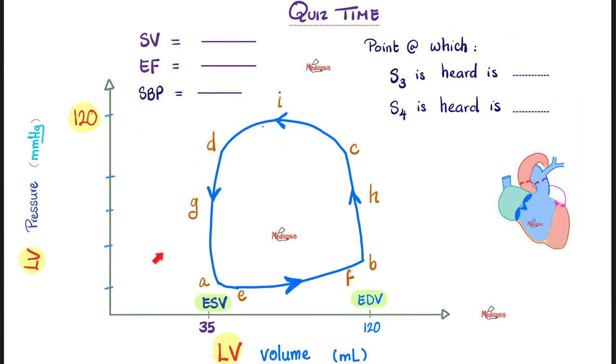Quiz time. From this graph, can you calculate the stroke volume, the ejection fraction, and the systolic blood pressure, I mean in a big artery?